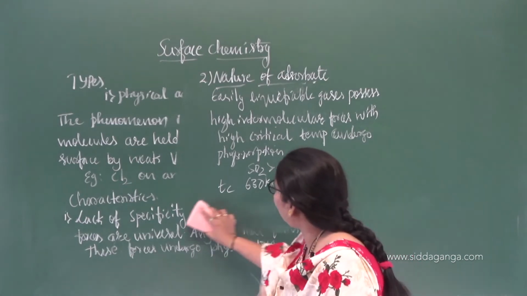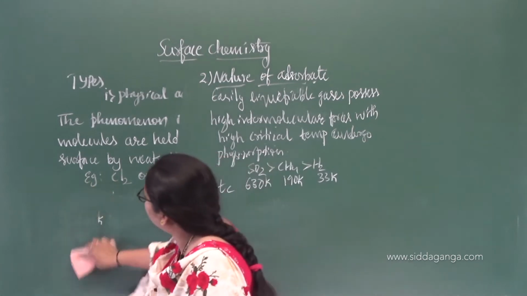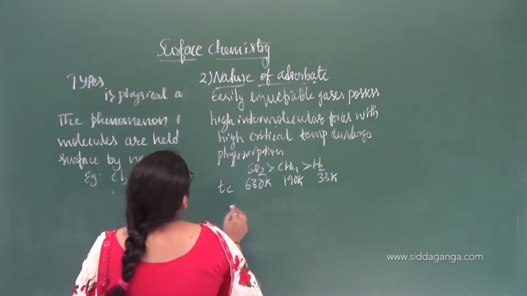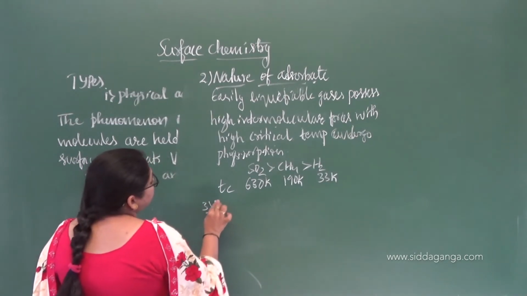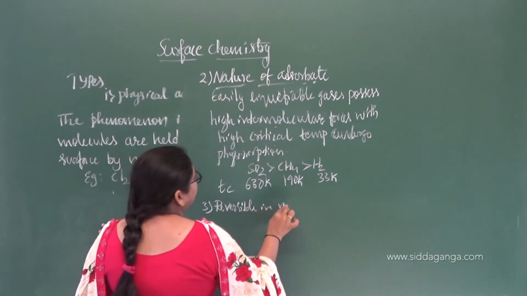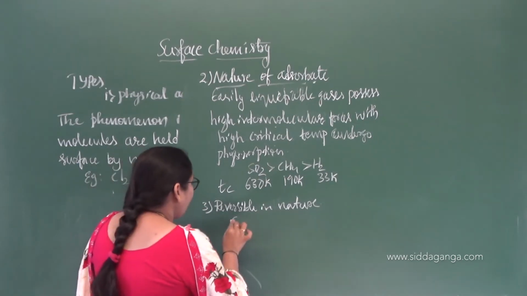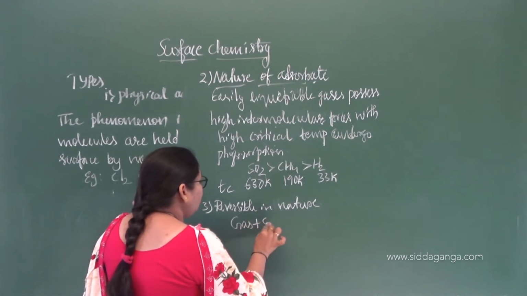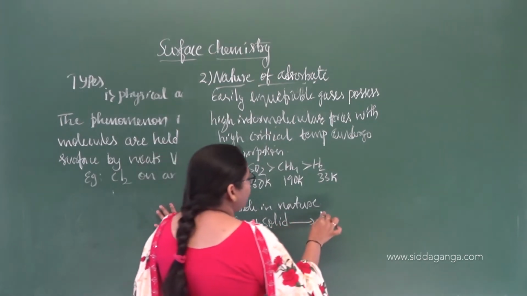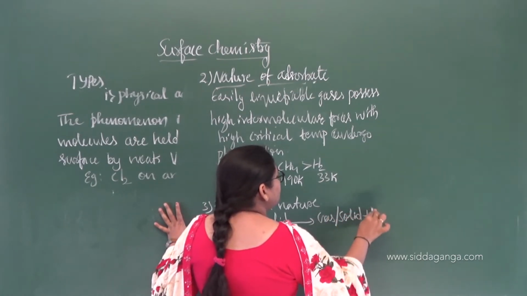Then if you move on to the next characteristic of physisorption, it is that it is reversible in nature. It is the third one, right? Reversible in nature. So how are you going to represent this adsorption? You can have a gas which is adsorbed on the surface of a solid. So it leads to the formation of a gas-solid interface plus heat.